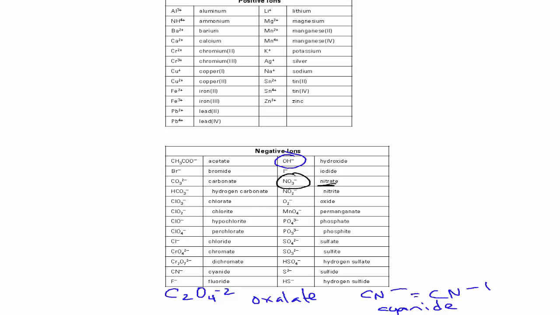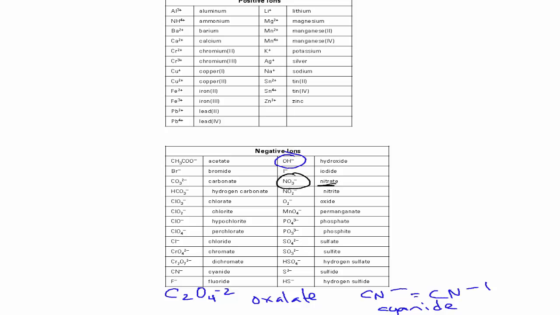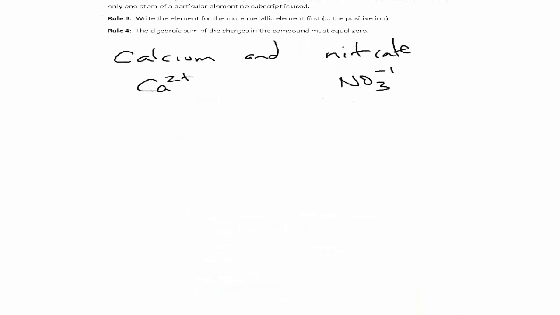So let's go back to this. Calcium and nitrate. Calcium is +2 and nitrate is NO3. We said it was -1, I think. I've got to check that again, because it would be a real shame if we got it wrong. Yes, -1. So here we go. Notice that they do not add up to 0. 2 plus -1 doesn't add up to 0, but it would come to 0 if we had 2 nitrates.